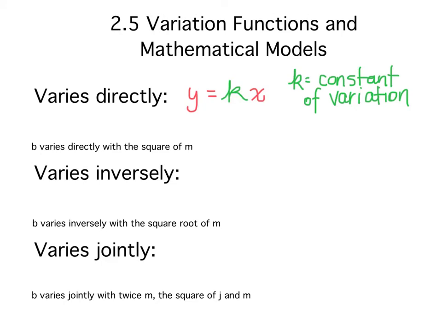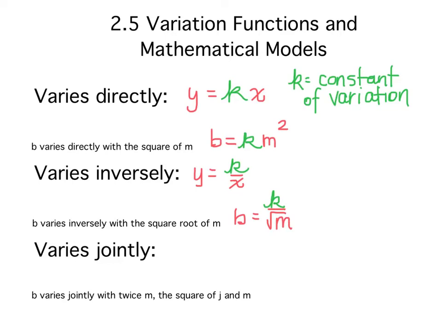An example would be b varies directly with the square of m. Varies inversely would be y equals the constant over x. An example of that would be b varies inversely with the square root of m.